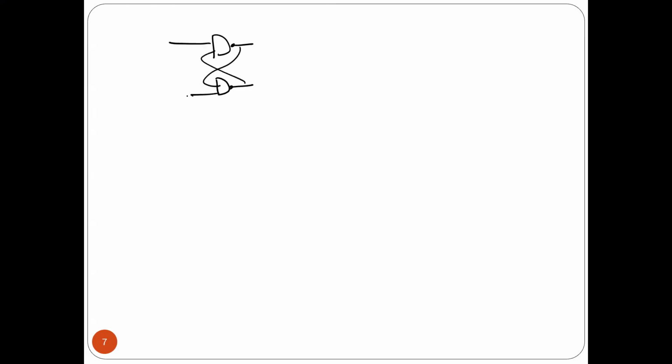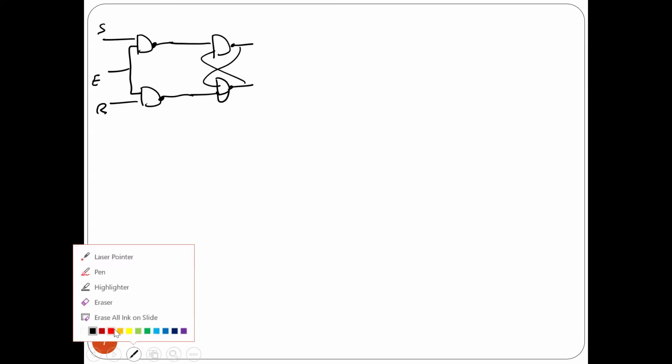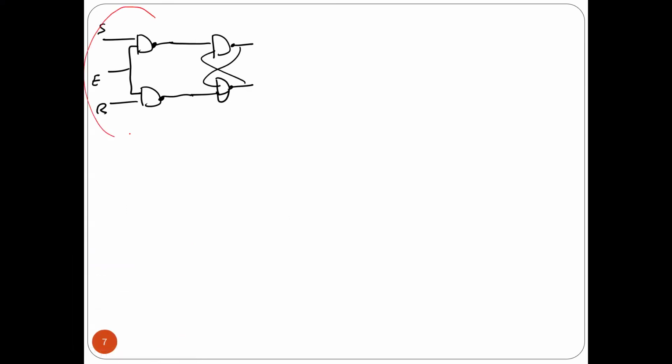Okay, this is the latch here. So here I want to add enable to this latch. All I will do here is add a NAND here, also a NAND here, and then here you have the enable, and you have S and R. So all I did was just add this part.